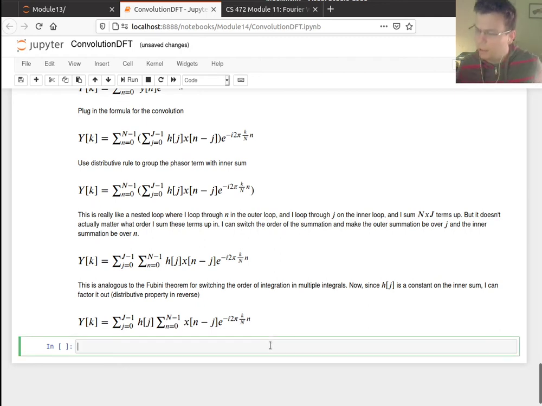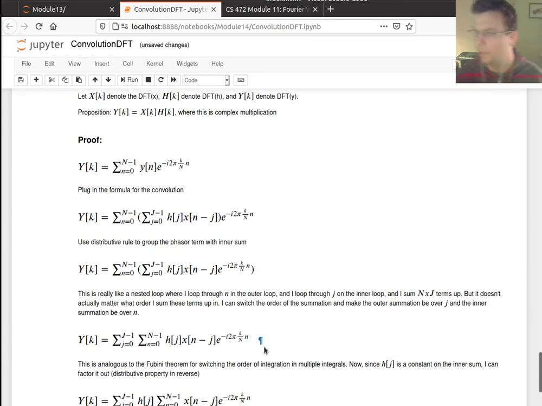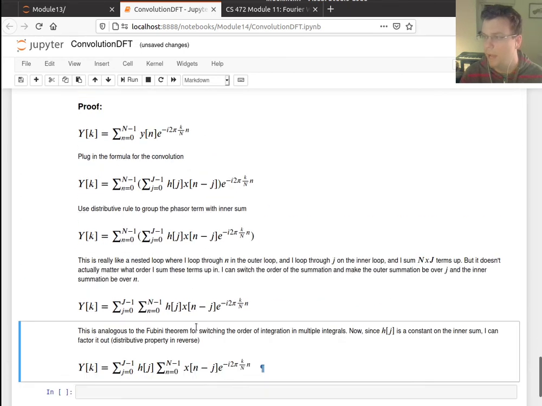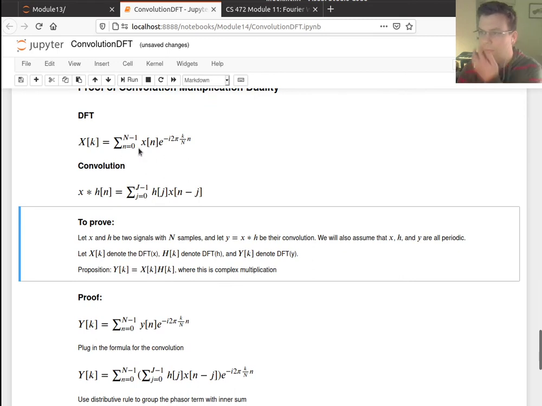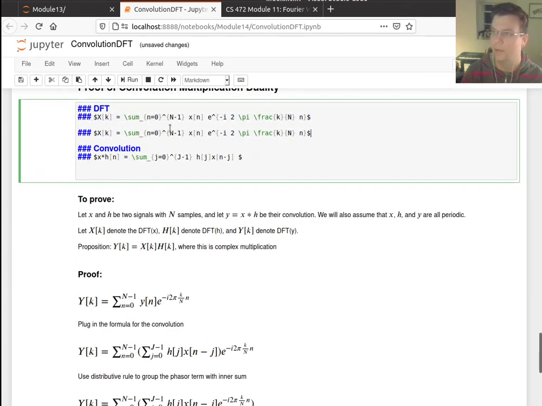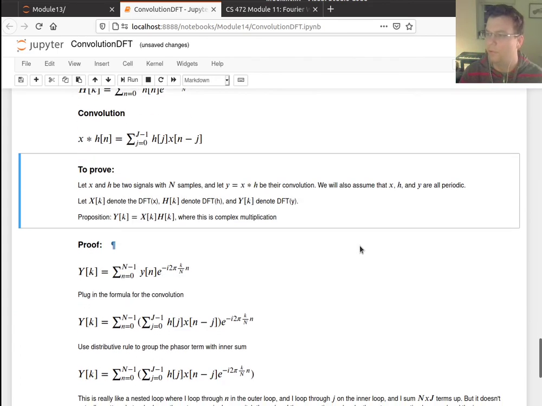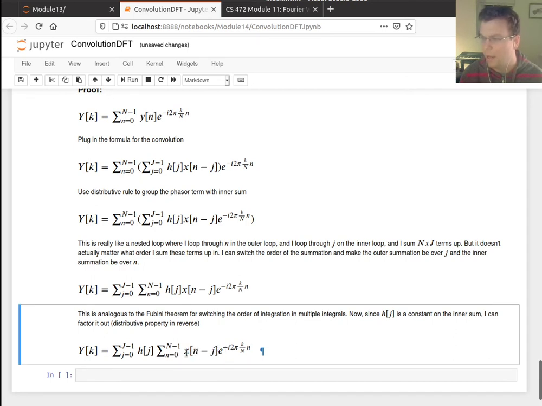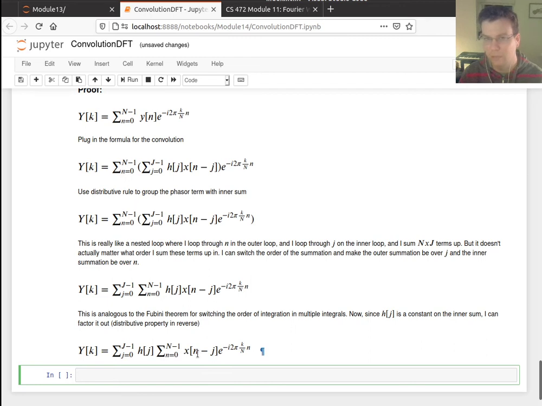Okay, now I'm getting close to something that I wanted in my proof. I wanted to say that y of k was x of k times h of k. Well, I almost have x of k here. So x of k is this sum, x of n e to the negative i 2 pi k n over N. And I should also write that h of k is the same thing, but over little h. Anyway, so I almost have this one, right? But instead of having x of n times the phasor summed over all that, I have x of n minus j. So I have to do something to change this to x of n.